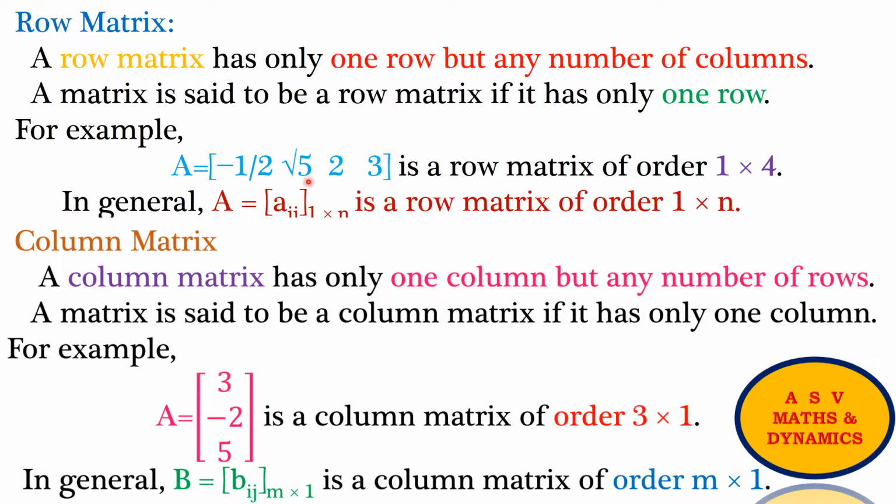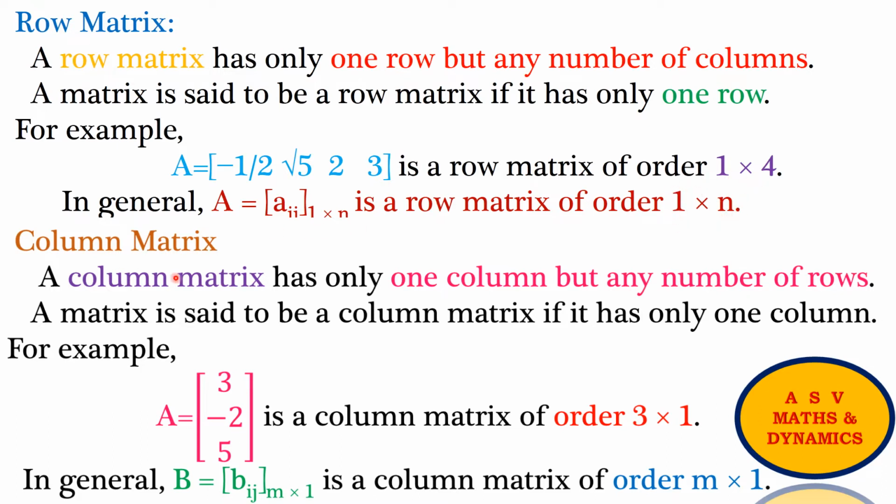In this particular matrix, it is 1 cross 4. When you write the order of a matrix, you should write first the row, second the column. So here one row, four columns, this is the order. It is particular for this matrix. The common form is 1 cross n. So this is the row matrix.